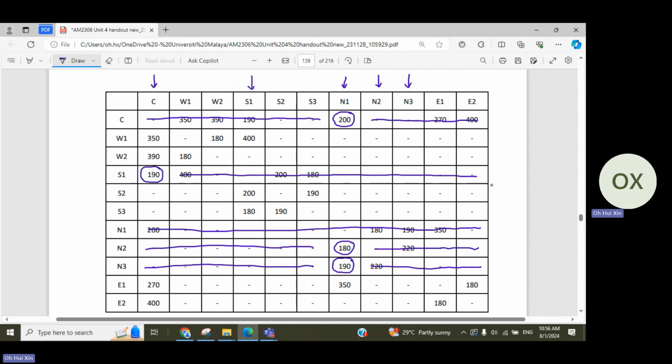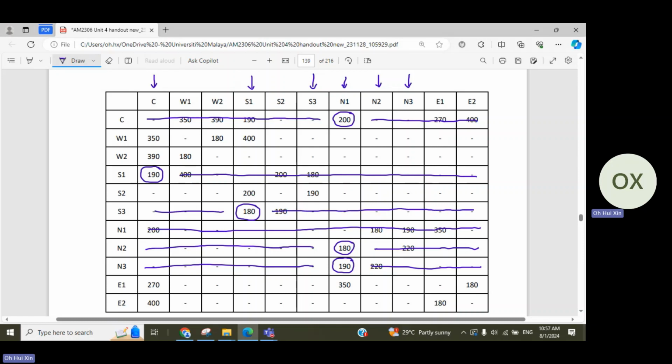So now there are 5 rows that you need to look at, namely all the things for C, everything for S1, everything for N1, everything for N2 and N3. So you are comparing 350, 390, 270, 400, 400, 200, 180, and 350. The smallest number is 180. So 180 will bring us to S3. That's why arrow at S3, then you strike through everything for S3.